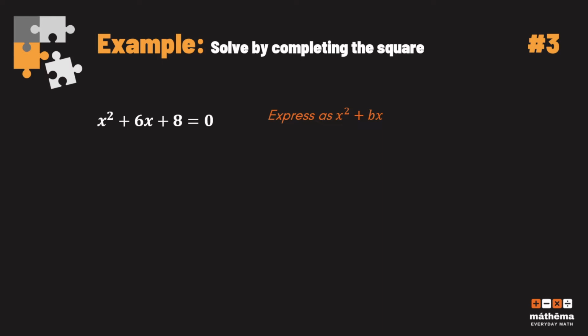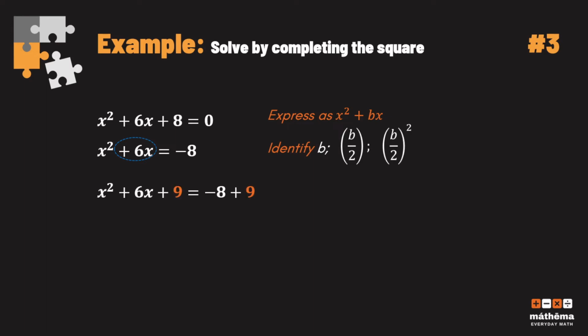Express as x squared plus bx. We will have x squared plus 6x is equal to negative 8. Identify our b. b is a positive 6. 6 divided by 2, that will give us 3. 3 squared is 9. So therefore, we need to add 9 to our entire equation. That will give us x squared plus 6x plus 9 is equal to negative 8 plus 9. And again, this is now a perfect square trinomial. This can be expressed as the quantity of x plus 3 squared is equal to 1. Extract the square root.